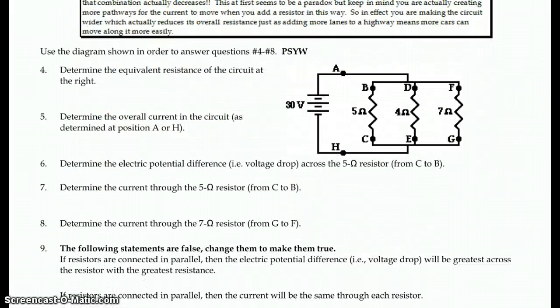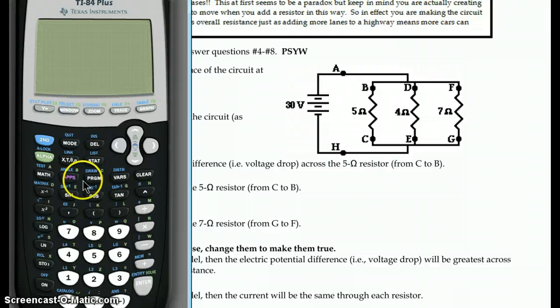Okay, so here we have a parallel circuit again, and we're going to try to figure out the equivalent resistance of the whole thing. Now this time they are not equal, so I can't just take and divide by the number that I have. I need to actually use the mathematical relationship. So what I'm going to do is use this key right here, x to the minus 1. And essentially it's 1 over 5, so 5 x to the minus 1, plus 4, and it's 1 over 4, so it's x to the minus 1, plus 7, and that's x to the minus 1.